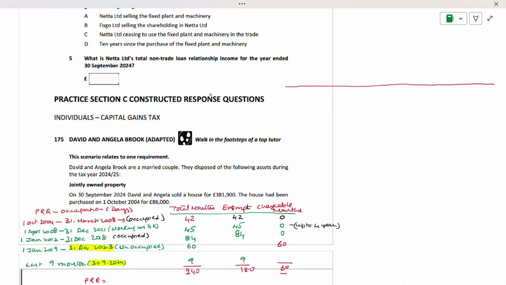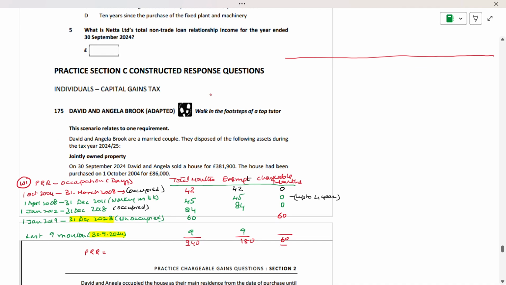First we will do the workings. This is working 1. Next, what is working 2? How much have they sold? The sale proceeds are 381. One second, we will do working 2.